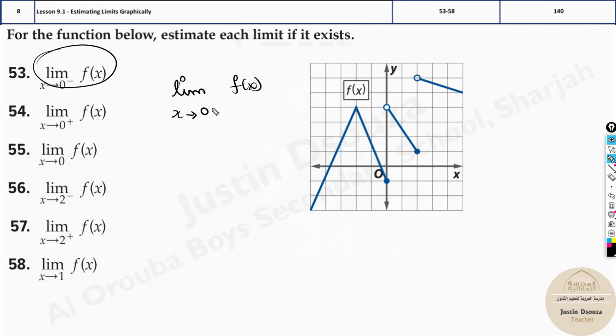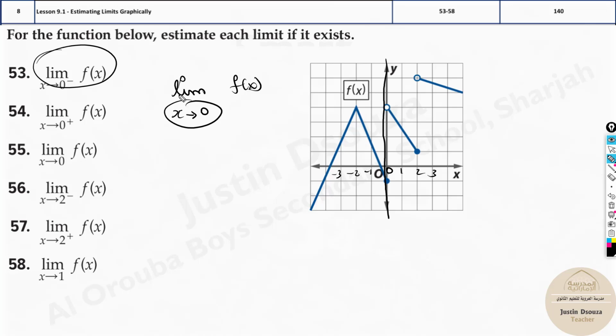What does this mean? This is the given function f of x graph, and at which point is x 0? Always 0 is the y-axis, then 1, 2, 3 and so on, and over here it will be -1, -2, -3. So where exactly is 0? This line, isn't it? So you need to focus on this line here.